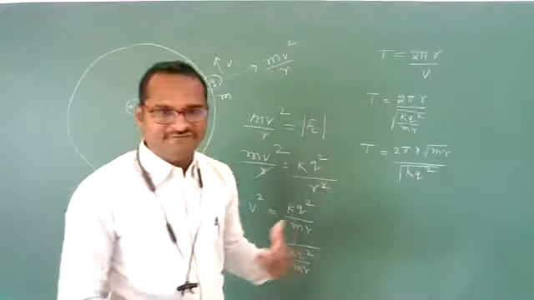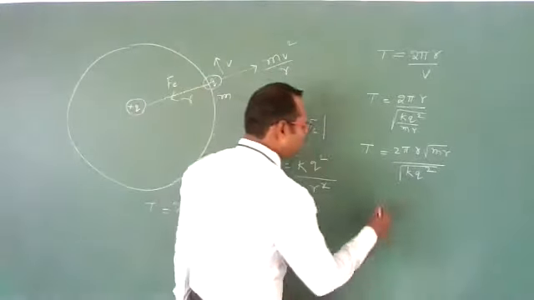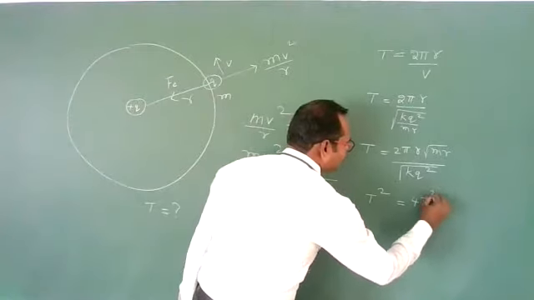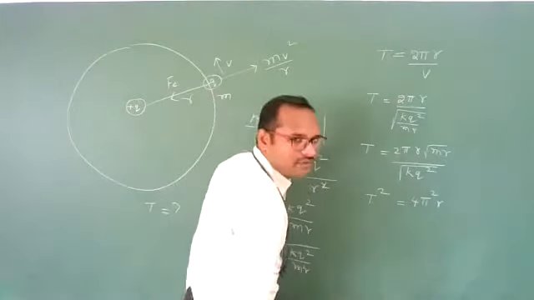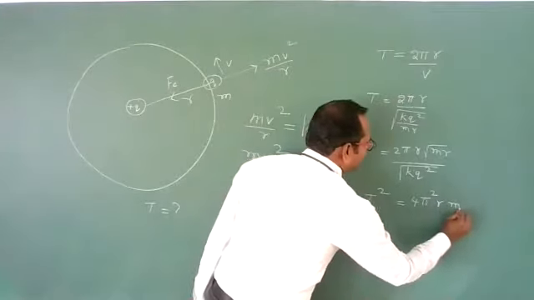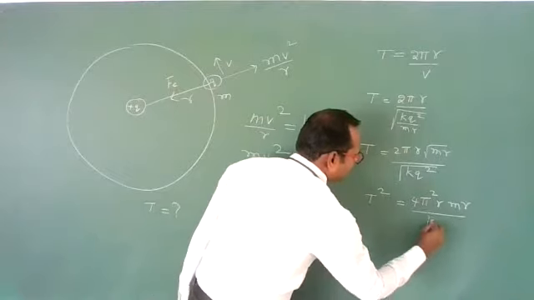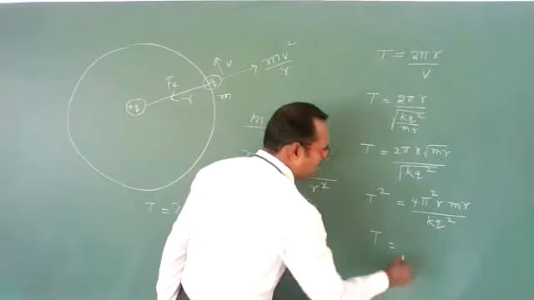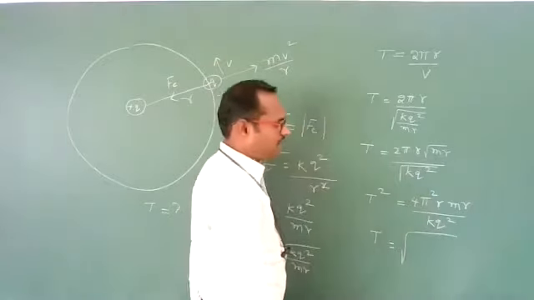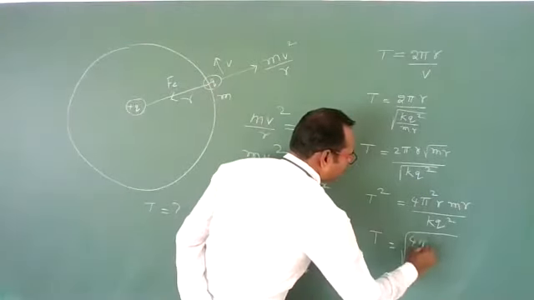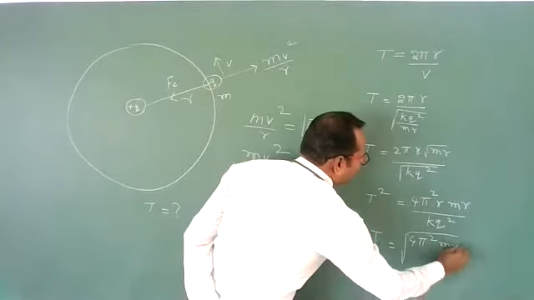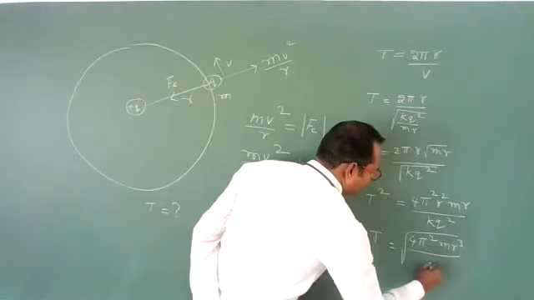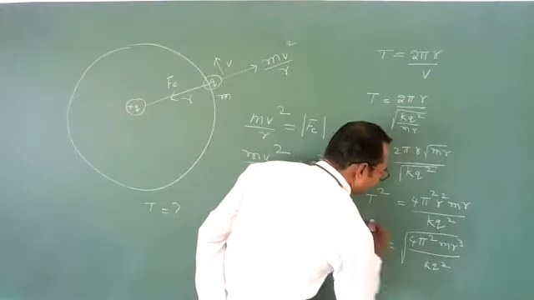Square on both sides. If you square on both sides, you will get T square is equal to 4 pi square r square, and this root will cancel. Mr divided by kq square. Then what will be T? T will be equal to under root of 4 pi square mr cube divided by kq square. Yes, this will be the answer.